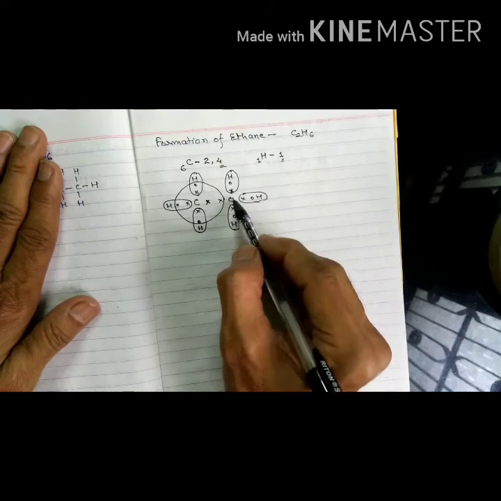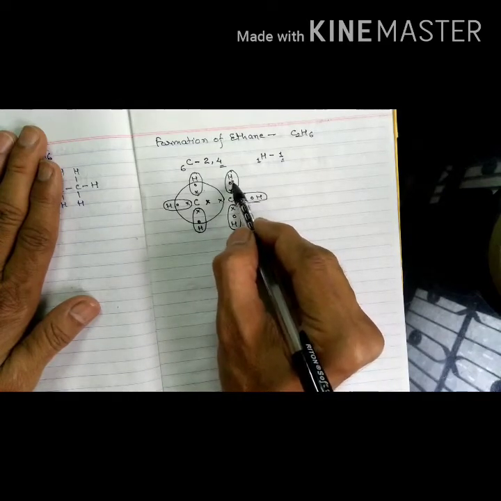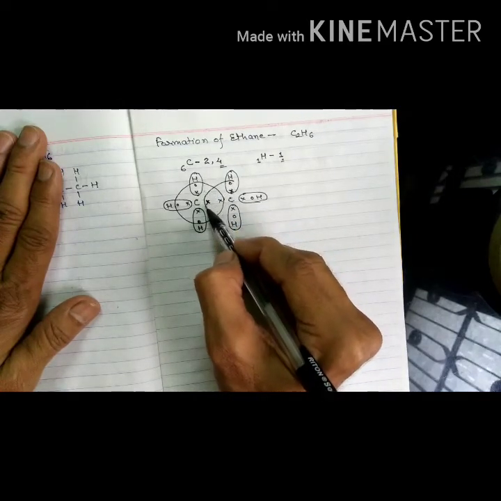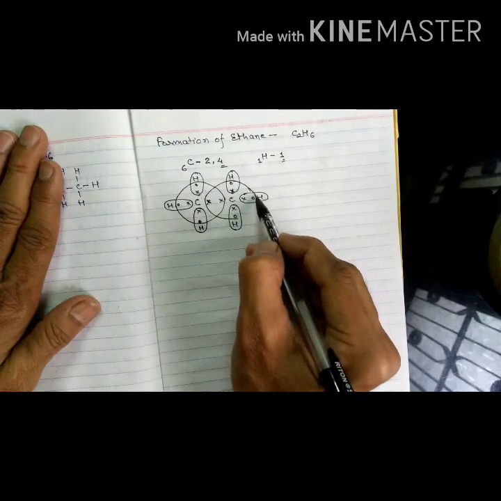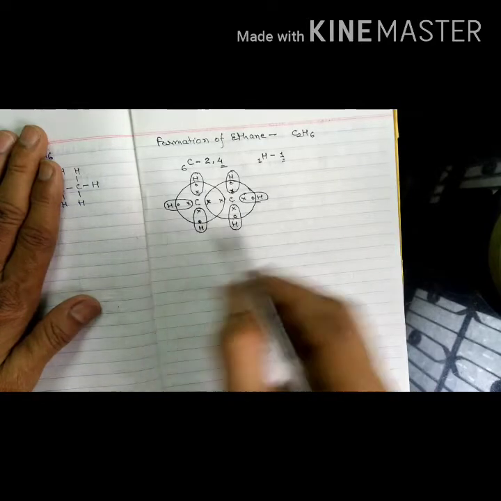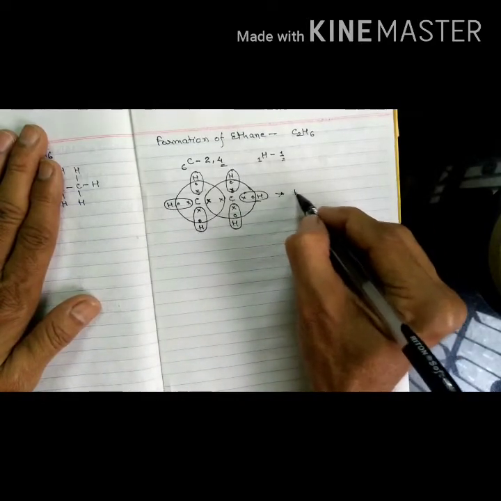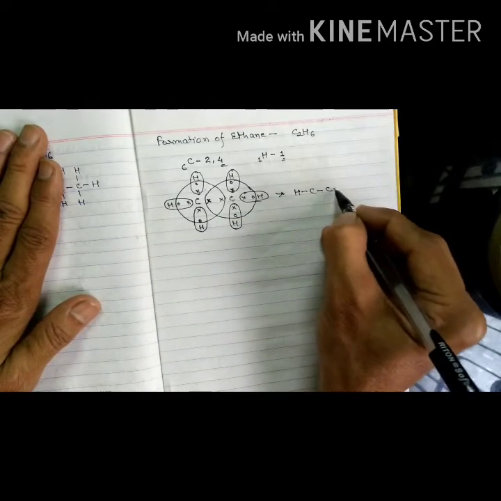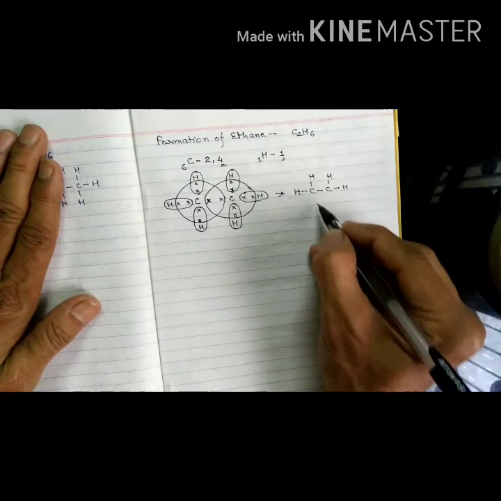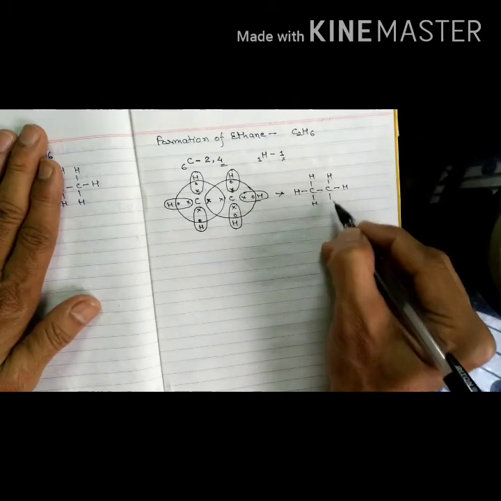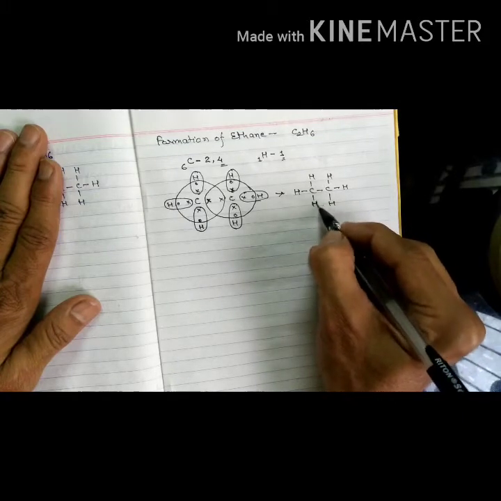In the same way, second carbon can also share 1 of its electron with the carbon electron of first carbon. So this will result in the formation of ethane molecule having single bond between carbon-carbon and carbon-hydrogen.